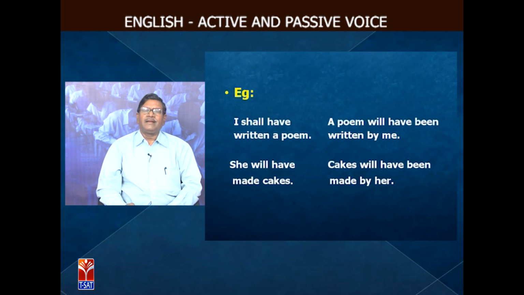She will have made cakes. Cakes will have been made by her. So, this is in the case of future perfect tense. When the sentence is in future perfect tense, that is how we have to change the sentence from active to passive. Use of active voice and passive voice.